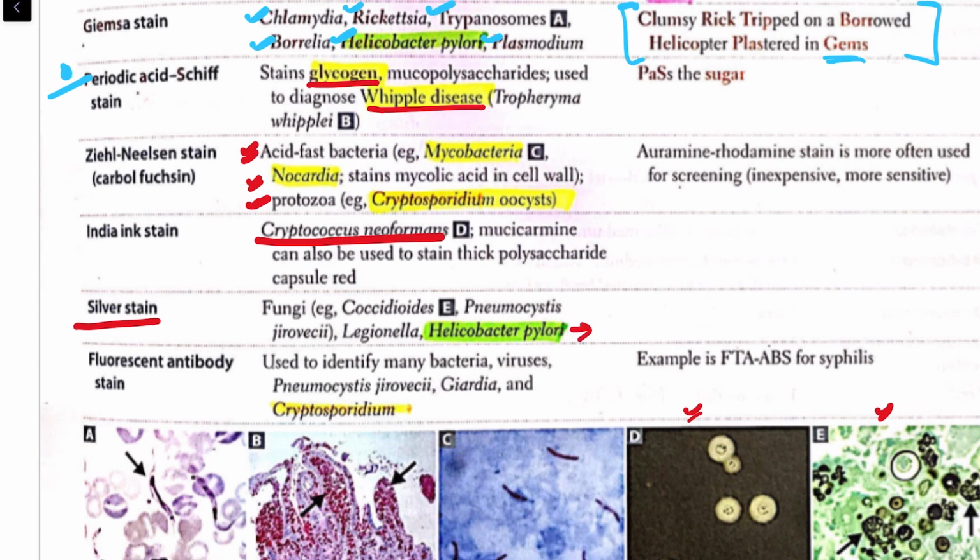For Helicobacter we use Warthin-Starry silver stain. Okay, and this stain is also used for Campylobacter. Remember, Campylobacter and Helicobacter both have bacter in their names and they go simultaneously. They have most of the features same.